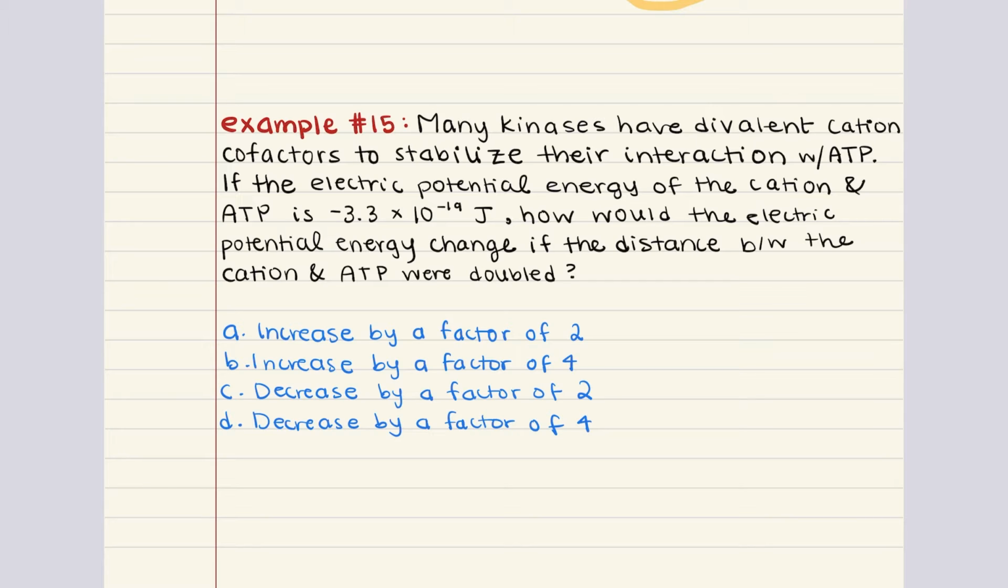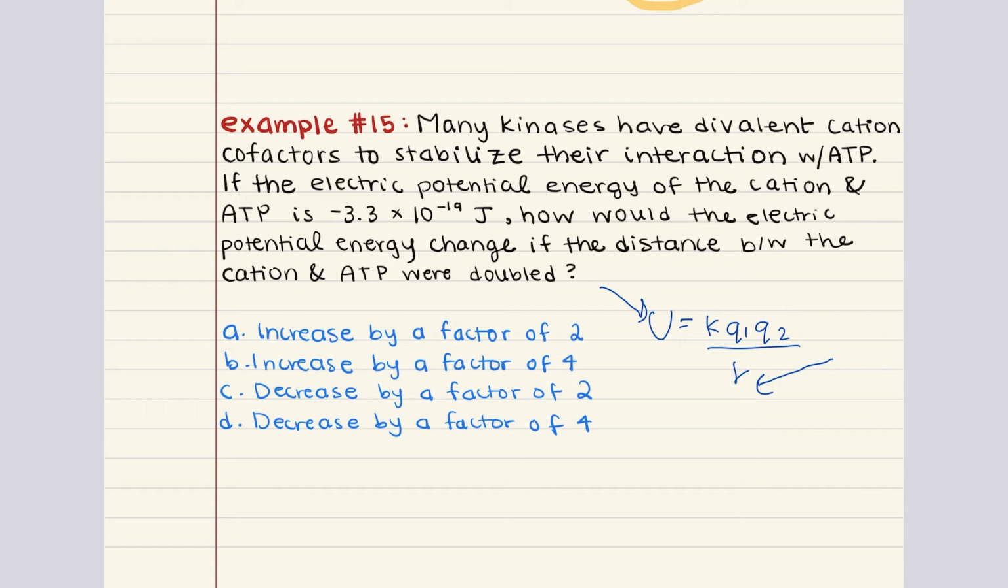Now, the electric potential energy between two charged particles is given by this formula, U equals K Q1 Q2 divided by R. So here, Q1 and Q2 are the charges of the two particles, R is the distance between them, and K is Coulomb's constant. Now, just looking at this equation, when the distance R between the charges is doubled, the potential energy changes because it's inversely proportional to R. Specifically, if R is doubled, the new potential energy decreases by a factor of 2.